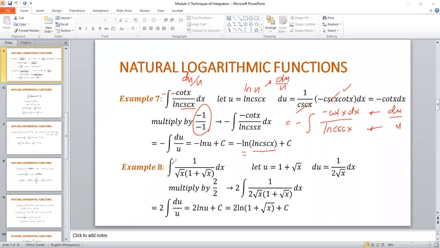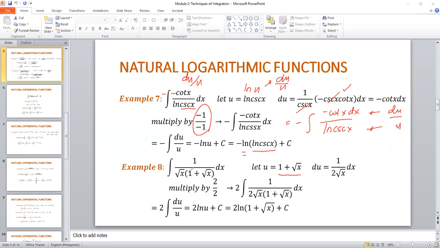Now, we go to number 8. 1 over the square root of x times 1 plus square root of x. Looking at it, as a student, you will get easily overwhelmed. What you're going to do is choose the most complicated group of terms or functions to make as your basic function. In this case, class, this is 1 plus square root of x. That was chosen to be the main function.